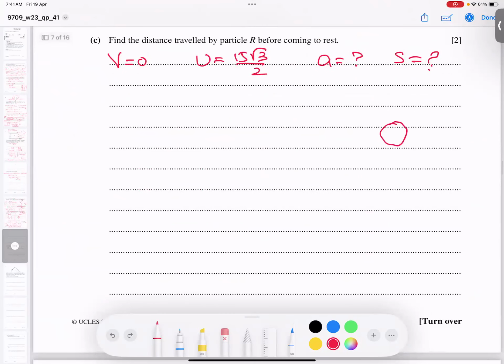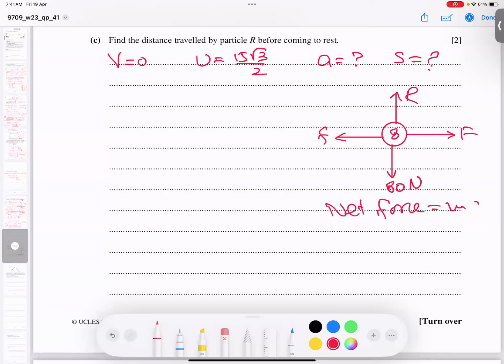So this is our situation. This is a particle of 8 kilogram, with applied force and frictional force. This is R, which into 10 gives 80 newtons. And net force equals MA, so capital F minus small f equals MA. Capital F is 0 because he threw the particle; it's moving due to its inertia. Friction force is mu R.